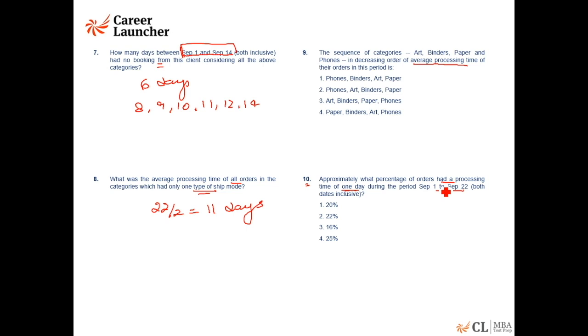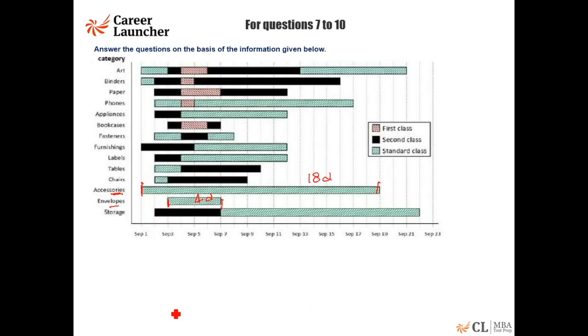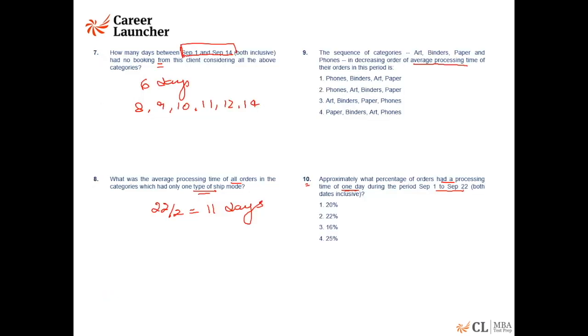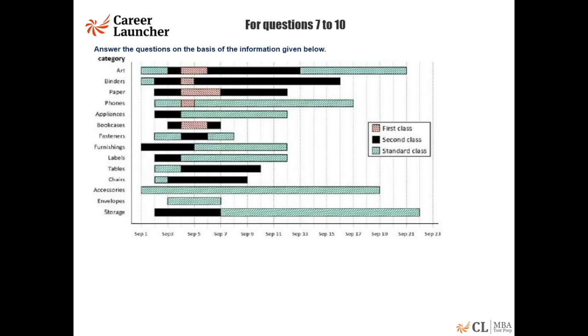Processing time of 1 day, how many orders are there? Let's check out, and also how many total orders are there. Okay. And if you notice the choices, the numbers are not close, so I can even approximate if required, but I don't think that should be needed. So how many orders are there?